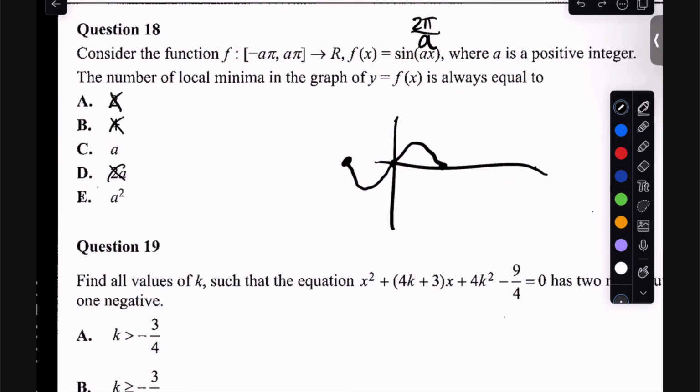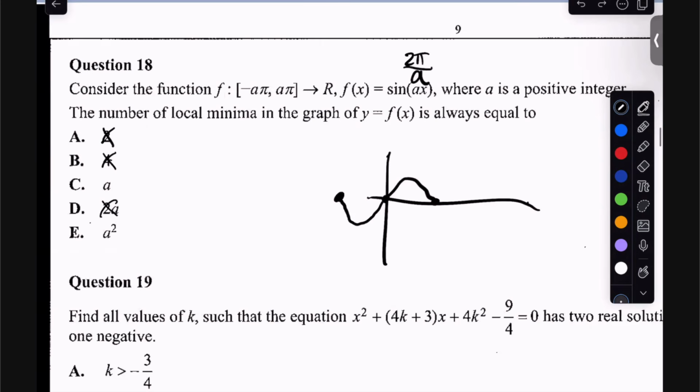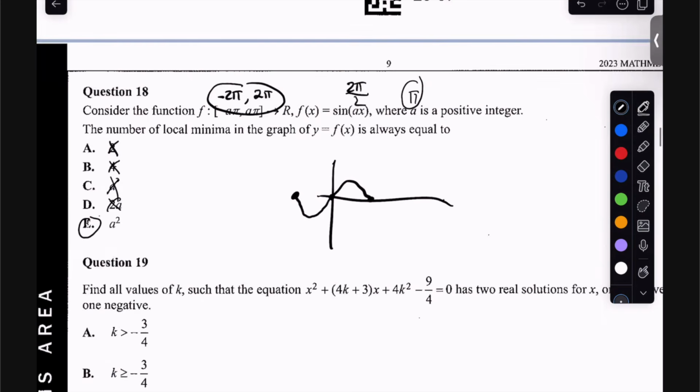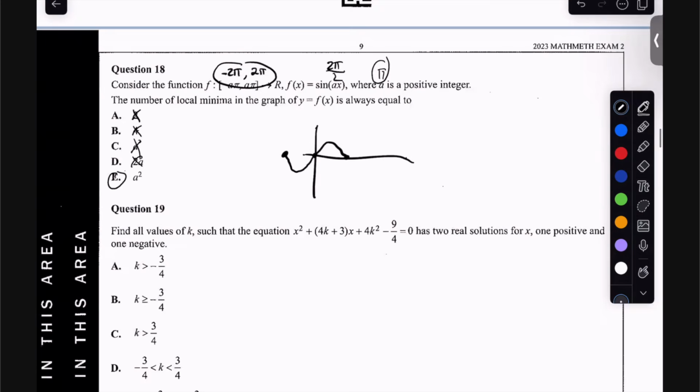Now let's just look at what happens when A is 2. So sine 2, that means the period is pi. And also we're going from negative 2 pi to 2 pi. So actually you'll see that the period decreases when we increase A, but the width actually increases. So it's not just going to be linear, it's probably going to be A squared, and that's the only viable answer option.